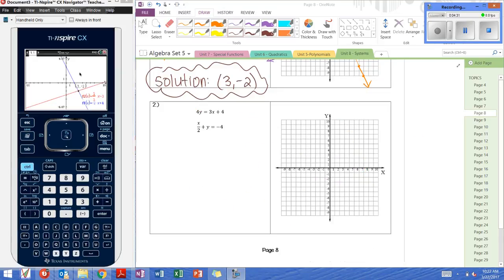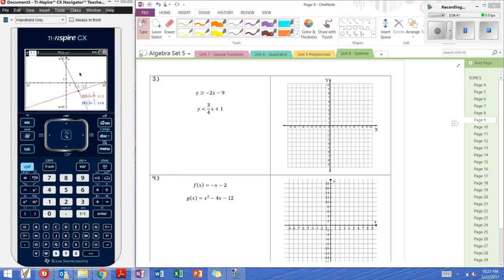So we are actually going to skip question number 2. Of course, we're still going to do this. We will do it together in class when I see you next. Let's move on to question number 3.